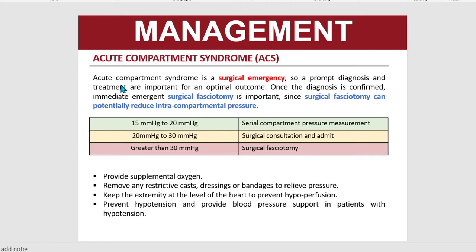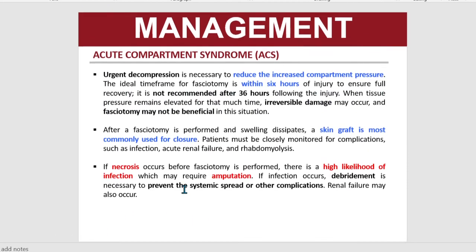So what is the management? Surgical fasciotomy. Importantly, provide supplemental oxygen, remove the cast if the patient is experiencing symptoms while casted, and keep the extremity at the level of the heart, never elevate. Because there is already edema and swelling, if you elevate it, it gets worse. Prevent hypotension and provide blood pressure support in patients with hypotension.